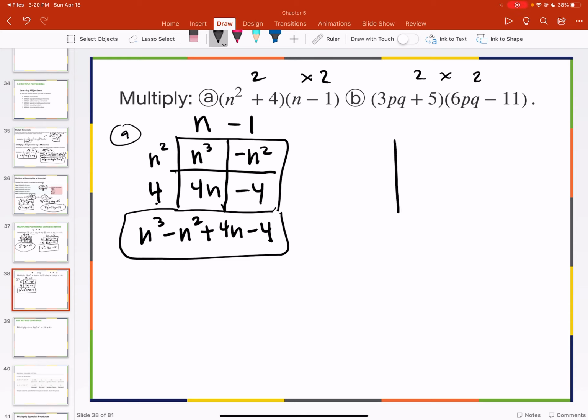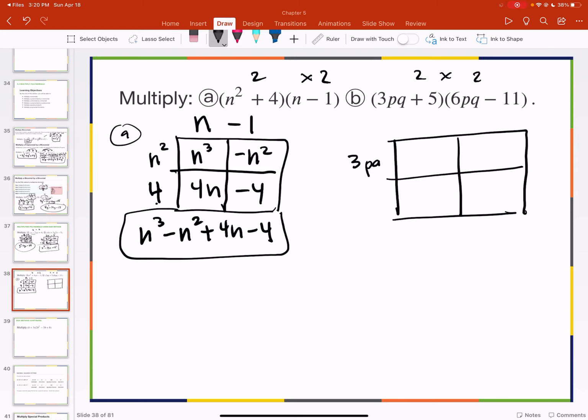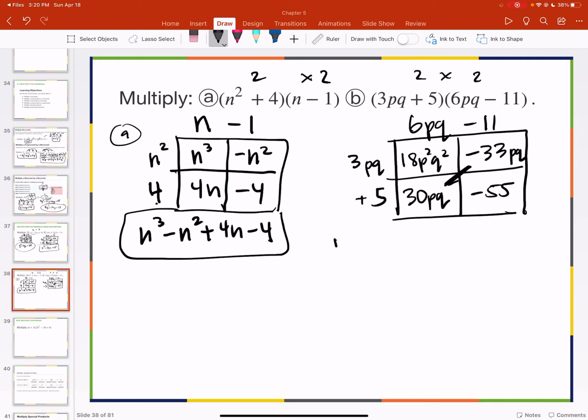So then let's do the next one. It's a 2 by 2er. 3pq plus 5, and then 6pq minus 11. So multiplying inside, 6 times 3 is 18. We get p squared q squared. 5 times 6pq is 30pq. 3pq times -11 is -33pq. And then 5 times -11 is -55. Like terms right here. So it's just 18p squared q squared, 30 minus 33 is -3pq, and then minus 55.